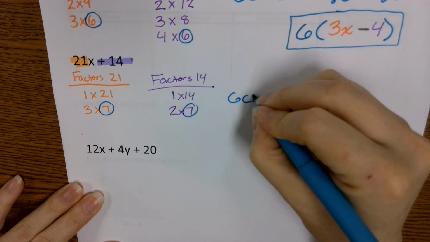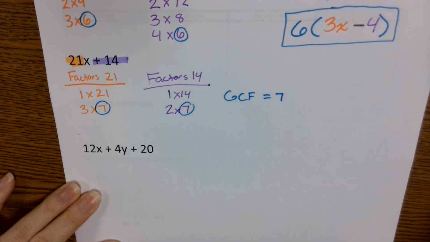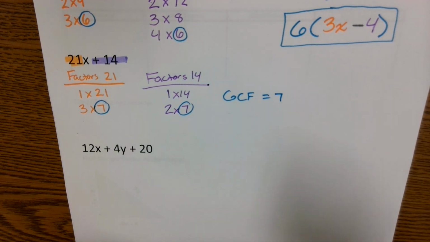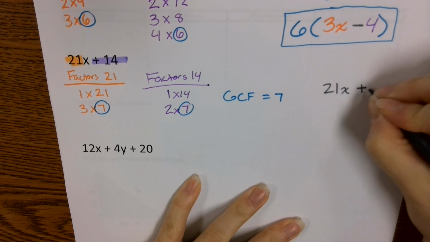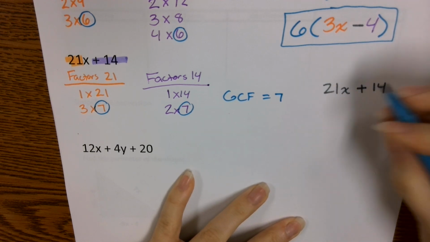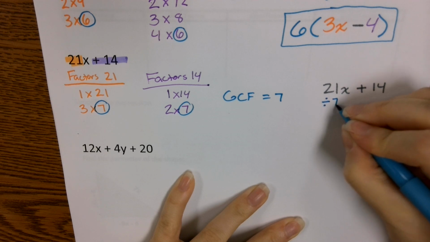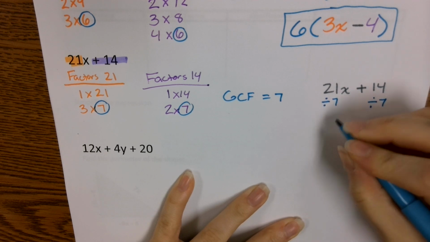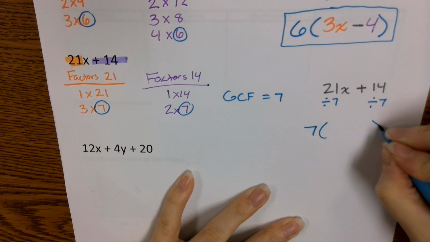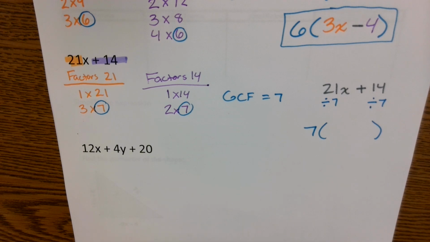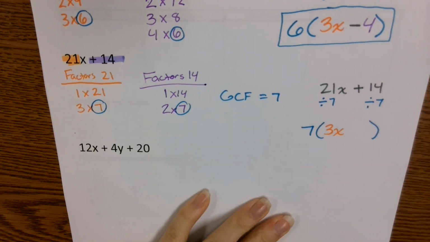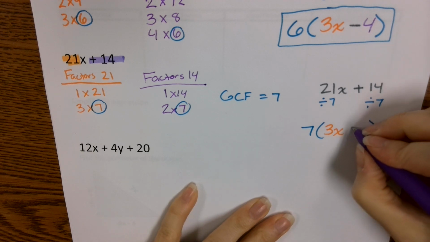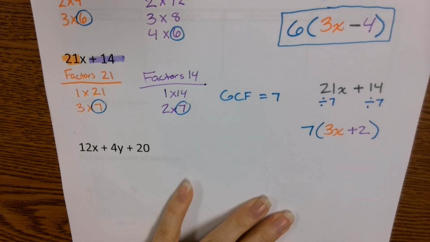So our GCF is going to equal 7, which means when I factor this expression out, I'm taking that 21x plus the 14, I'm going to divide each of these terms by 7 and pull that 7 onto the outside. And what's going to be remaining on the inside is going to be 3x plus 2. And there's our final answer.